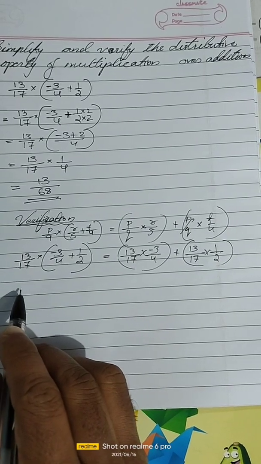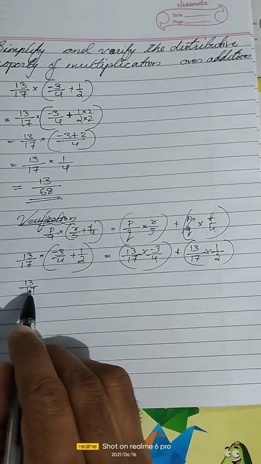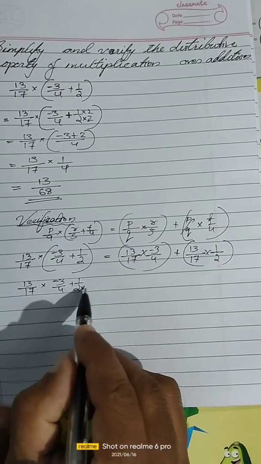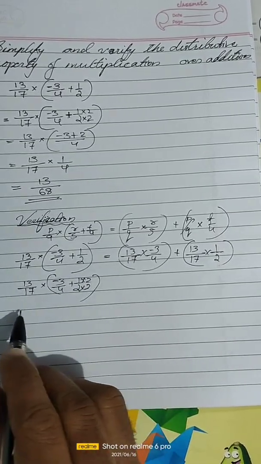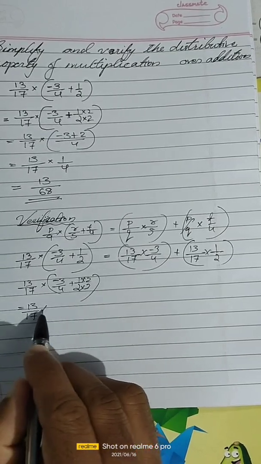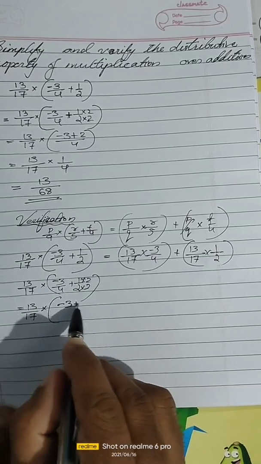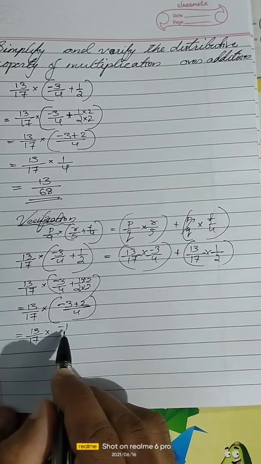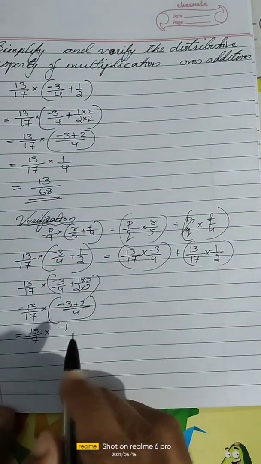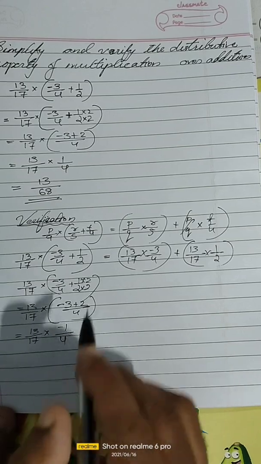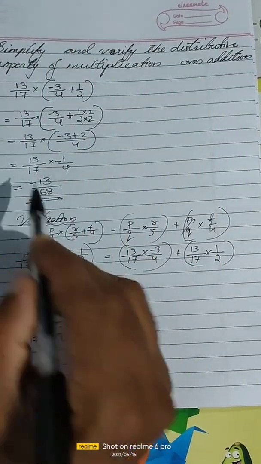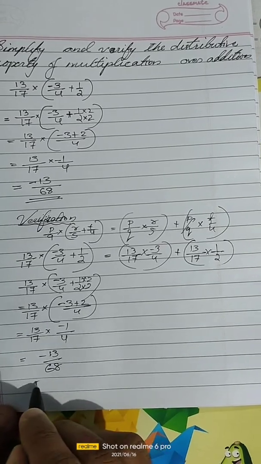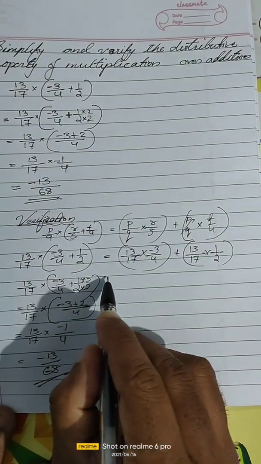Already we have solved that. We write here 13 upon 17 into negative 3 upon 4 plus 1 upon 2 into 2. That's equal to 13 upon 17 into negative 3 plus 2 upon 4. That's equal to 13 upon 17 into negative 1 upon 4. Here it is negative, as in the previous question, so here also negative will come. Then it will be equal to negative 13 upon 68. So one side we solved. Next side we have to solve.